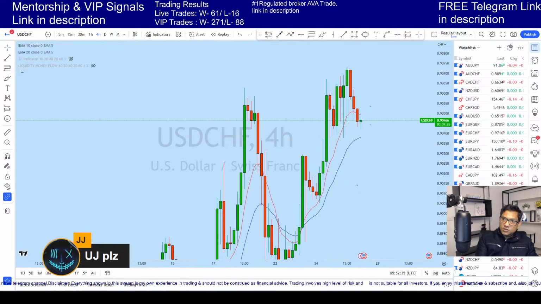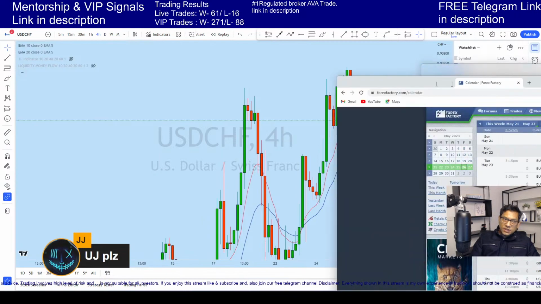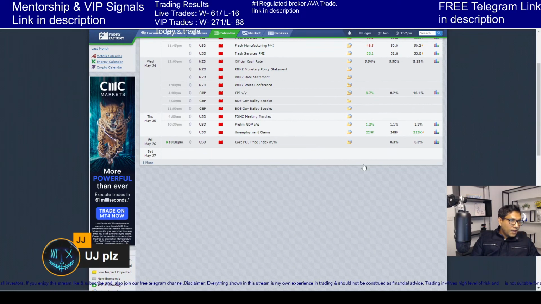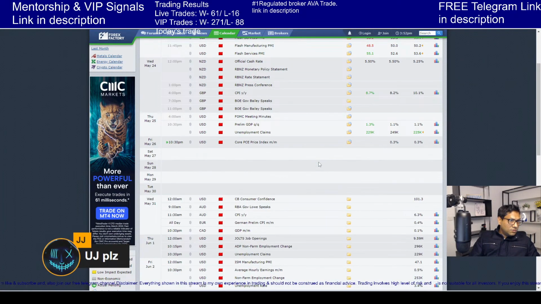Let me look at the news calendar to see what's happening with the news. If we look at the Forex Factory calendar, there is news coming tonight in my zone, the core PCE price index, which is high impact news, and highly likely this one will make the market move.